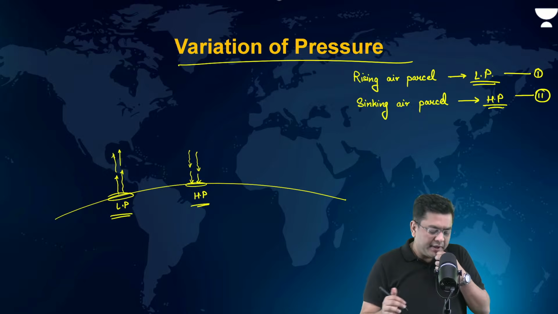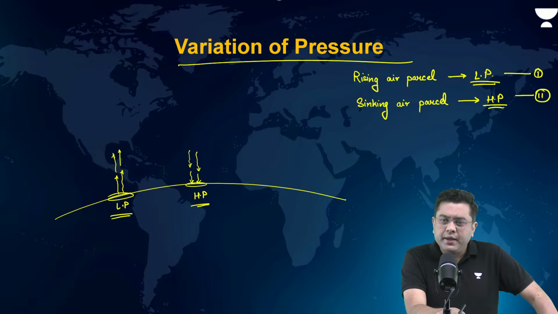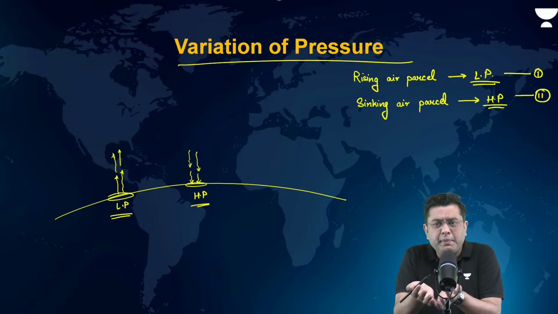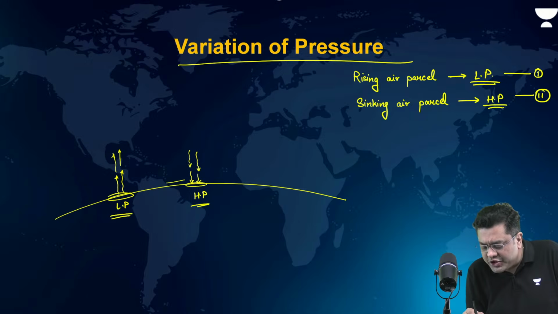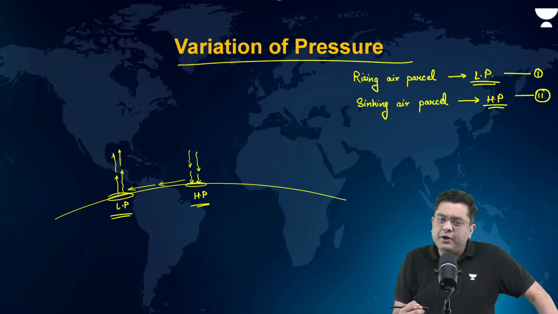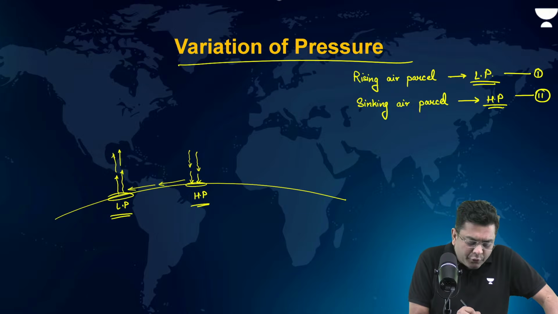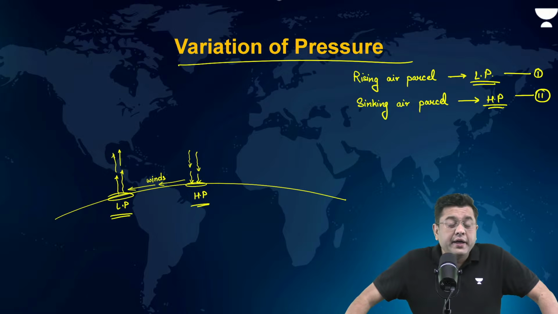Having said that, now in the region of this sinking air or the high pressure, there is a surplus of particles. In the region of low pressure, on the ground, there is a vacancy created because the air has risen up. So, from the region of surplus to the region of deficiency, I will have the movement of particles. This movement of air particles is what we experience as winds. Okay? This movement of particles is what is experienced as winds.